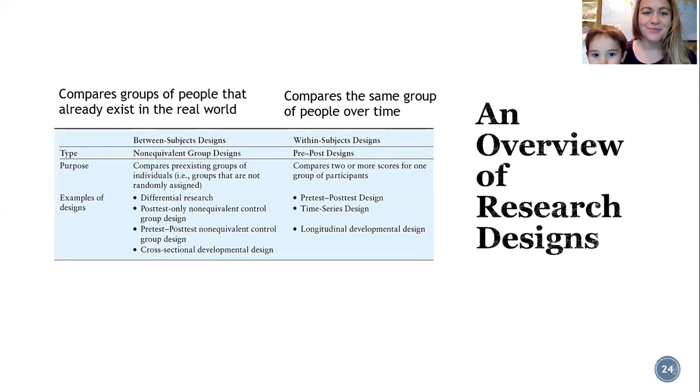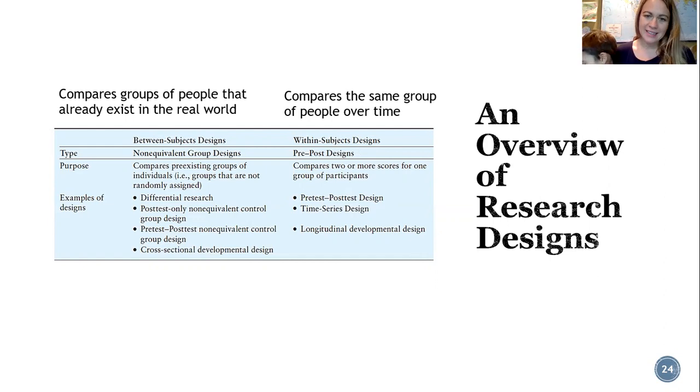So let's get started. Your textbook has this chart. It's a lot. I know there's a lot of different designs in this chapter. Your textbook puts them into two categories based on whether they're comparing groups of people that already exist in the real world. We call those non-equivalent group designs. Or whether they compare the same group of people over time. We call these pre-post designs.